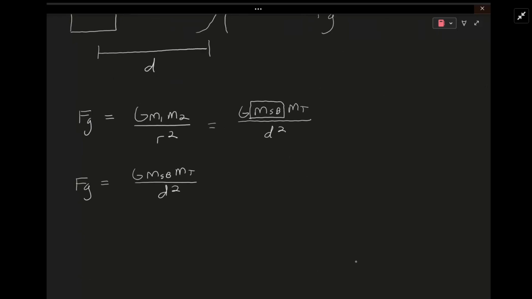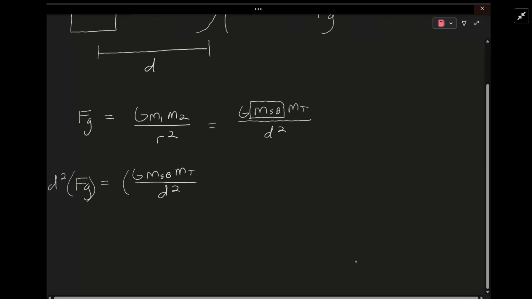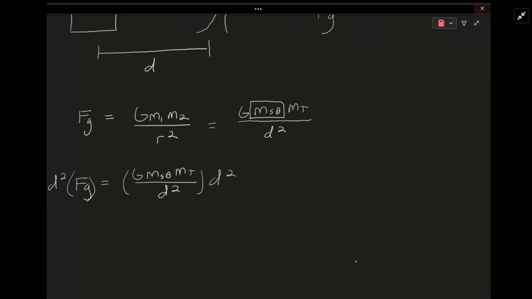Since we'd like to get the mass of the stone block by itself, I'm going to multiply both sides of the equation by the distance squared, so I can move it from the right side of the equation over to the left side. So we're going to have the distance squared times the gravitational force equals G times the mass of the stone block times the mass of the tree.